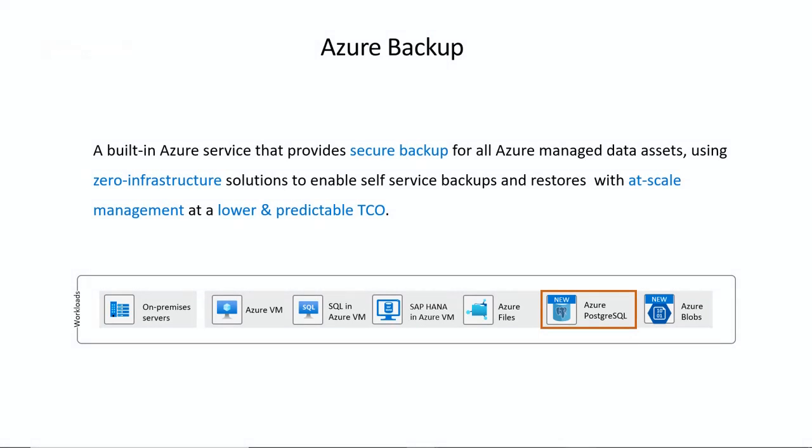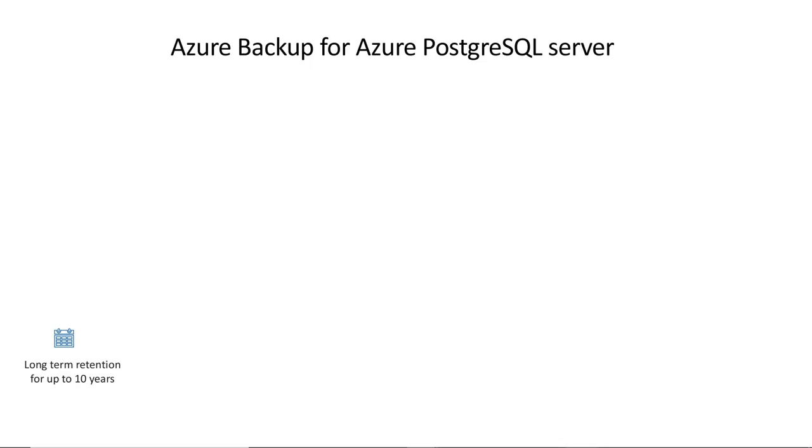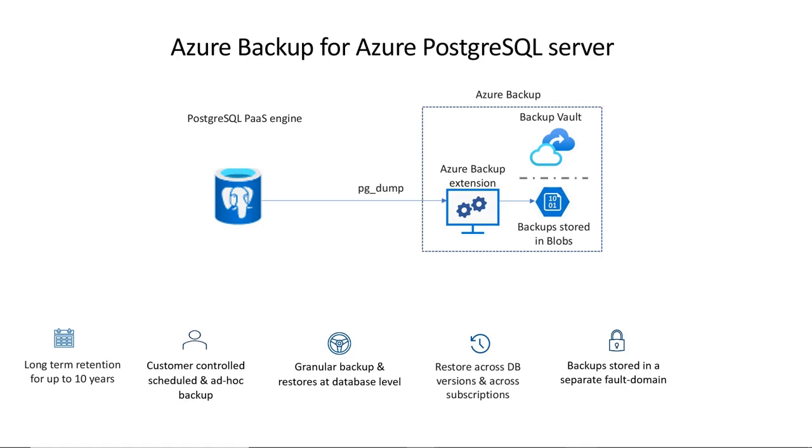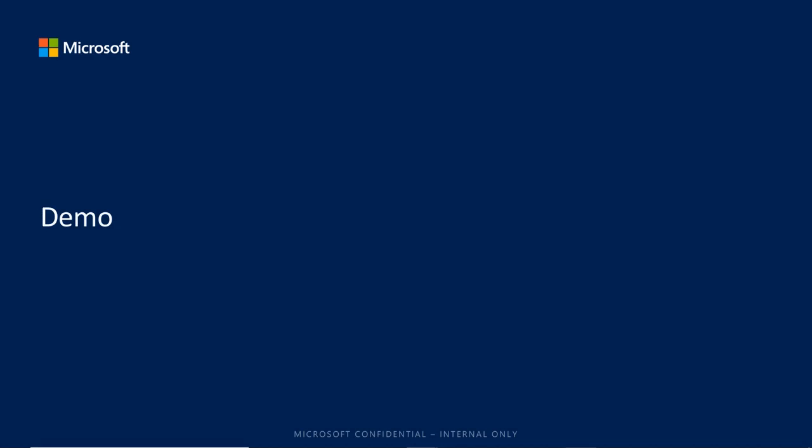Azure Backup is a built-in Azure service that provides enterprise-class backup features for your various data assets. In case of Azure PostgreSQL, it provides capabilities such as long-term retention for up to 10 years, customer-controlled database-level backup and restores. With the use of pg_dump, restores are possible across database versions. Backups are securely stored in a separate fault domain in Azure Backup storage accounts, and all of these actions and monitoring happen centrally from a single pane of glass called the Backup Center. Let's look at the demo now.